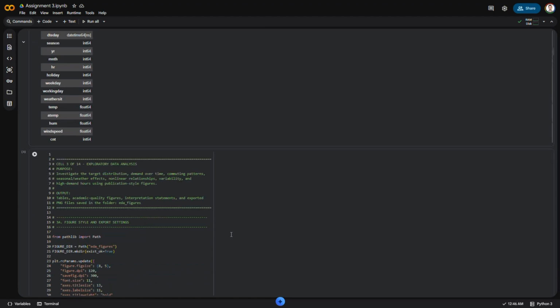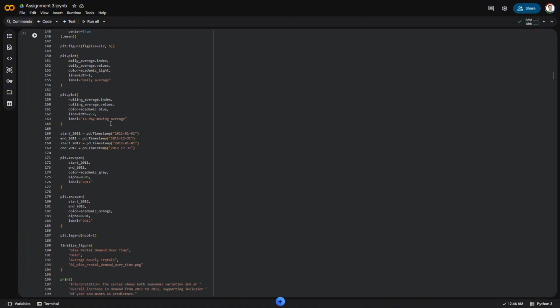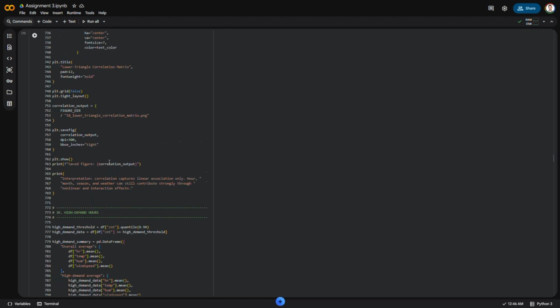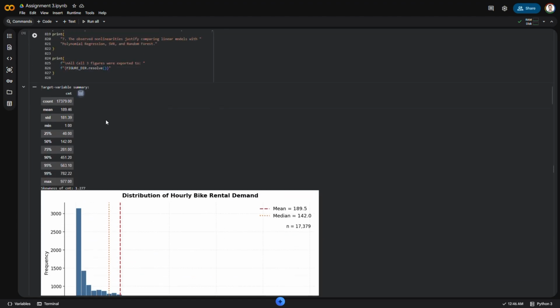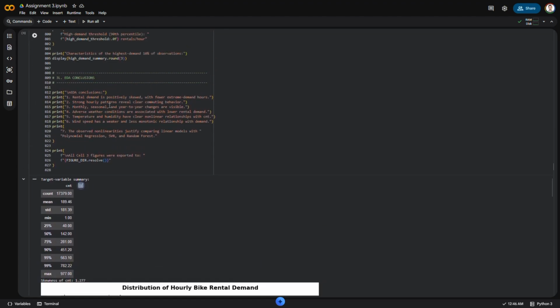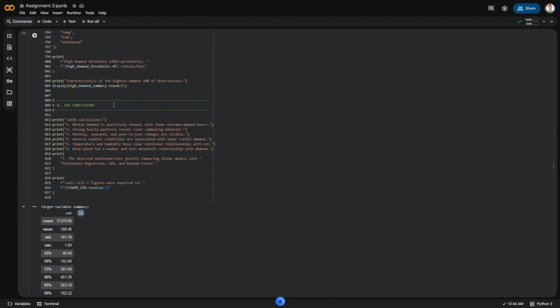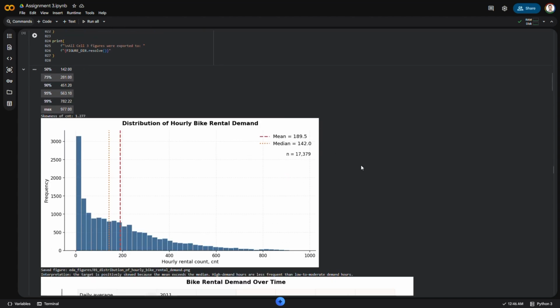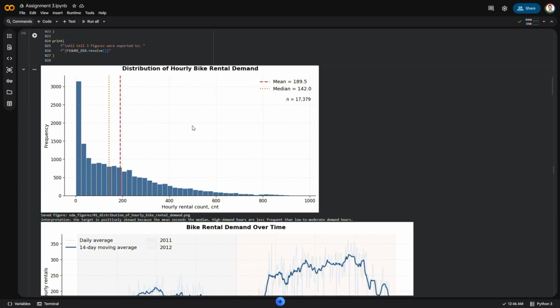This is probably the most important part. I'm going to talk about my exploratory data analysis. Before training any machine learning model, we should do this because it helps me understand the behavior of the data. The first 3 figures help me understand the basic behavior of the dataset.